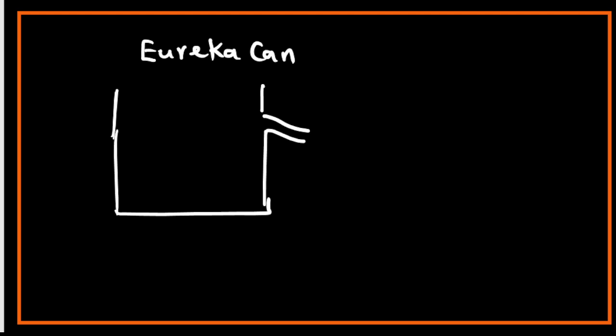Now, no matter how much you intend to fill this container, because of this pathway, the liquid will always leave through that hole so as to always maintain a certain level of liquid here. Okay, so you have a Eureka can here. It has been filled to this particular level here.